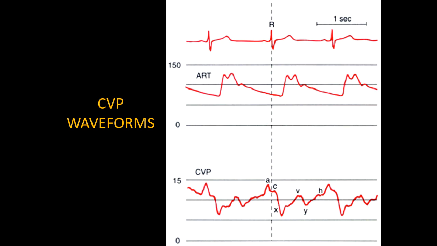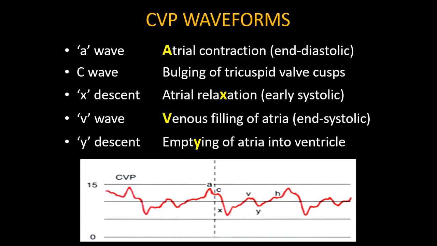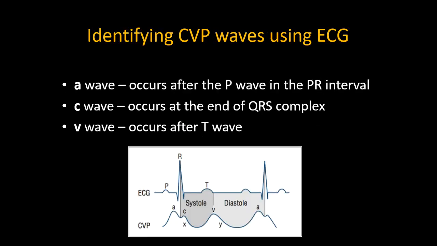Coming to the CVP waveforms, as you can see, there is an A wave, C wave, V wave, and X and Y descents. How are they formed? The A wave is atrial contraction at end diastole, the C wave is bulging of the tricuspid cusp, the X descent is atrial relaxation which happens in early systole, the V wave is venous filling of the atria at end systole, and the Y descent is emptying of the atria into the ventricle. That's how these waveforms happen.